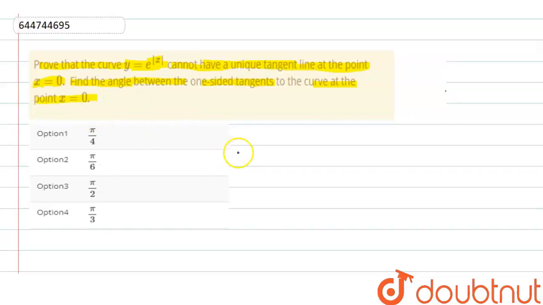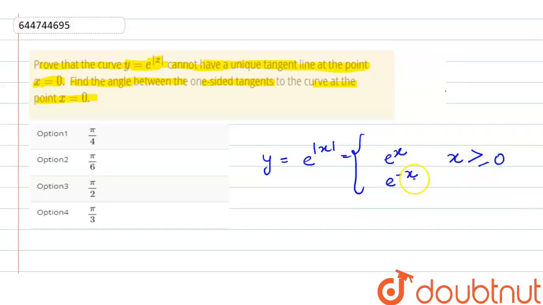So first we will write the given curve, that is y equals e raised to the power mod x. We can write e raised to the power x when x is greater than or equal to 0, and e raised to the power minus x when x is less than 0.